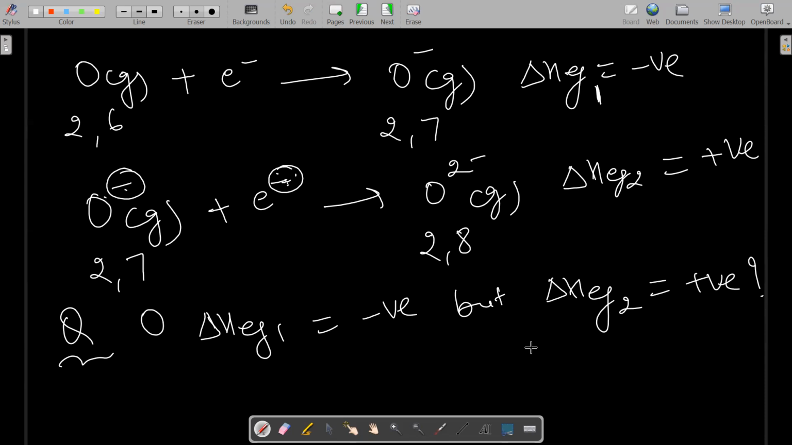So in shortcut, what you can say, the first is negative because of adding to a neutral atom, but the second electron gain enthalpy is positive due to electronic repulsion between O minus and e minus. The second is positive because of electronic repulsion between these two negatives. There is electronic repulsion, so energy has to be provided.